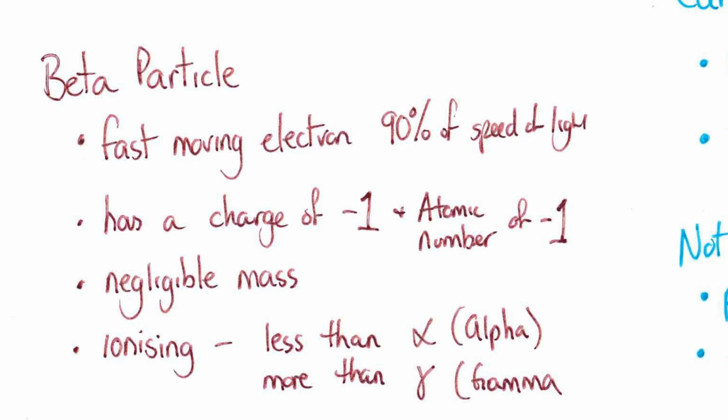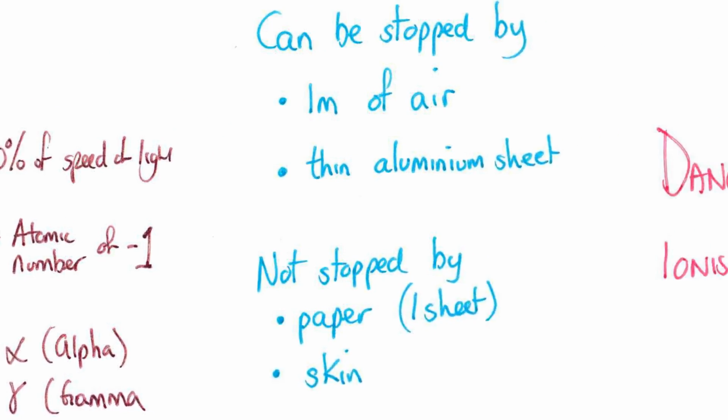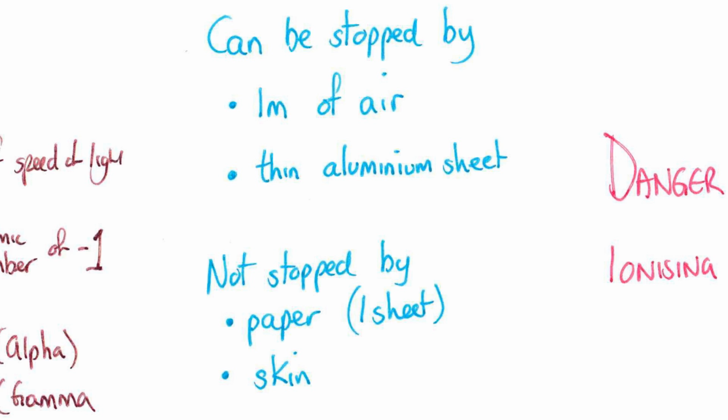The beta particle is a very fast-moving electron, 90% the speed of light. It's got a charge of -1 and an atomic number of -1. It's got negligible mass. It's basically 1/2000th the mass of a proton or neutron, and it's ionizing. It's not as ionizing as alpha, and it's more ionizing than gamma. It can be stopped by 1 meter of air, a thin aluminium sheet. It's not stopped by paper or skin.